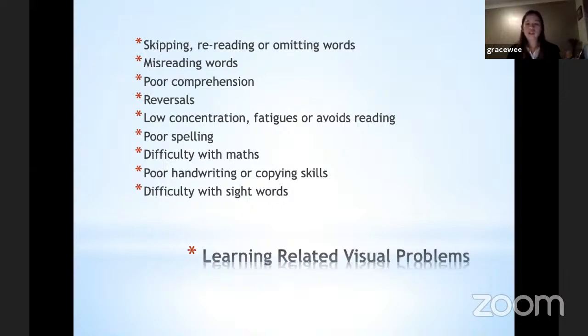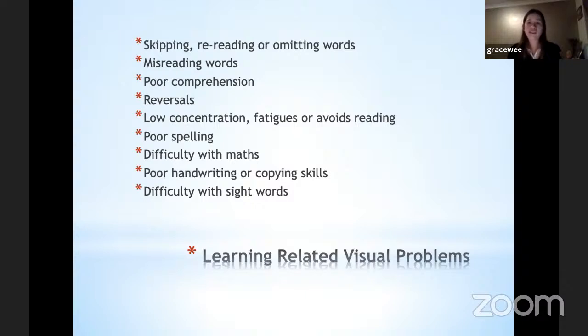So in terms of the learning related visual problems, what are the things that we normally experience, okay? So examples are skipping, rereading or omitting words when reading a book, misreading words, poor comprehension, reversals. So for example, letter reversals, sometimes it could be word reversals as well. Low concentration, fatiguing or even avoiding reading.